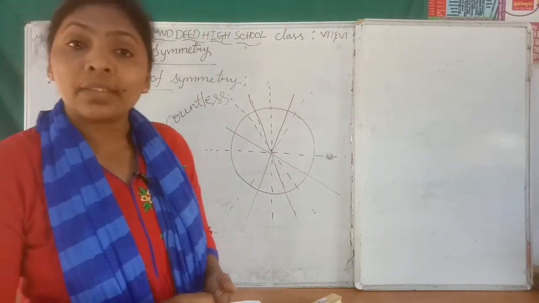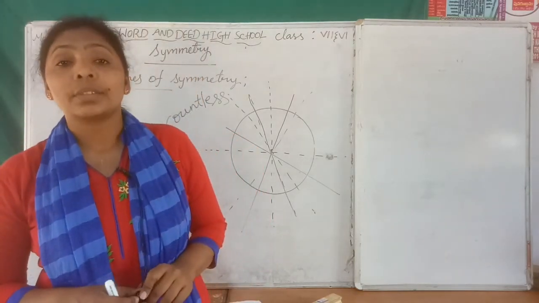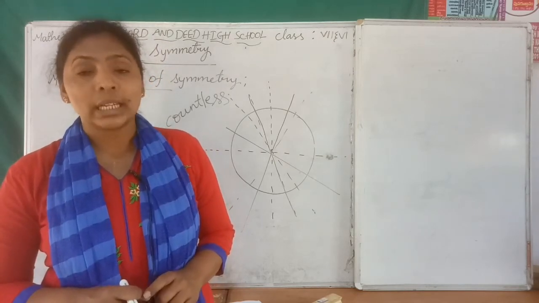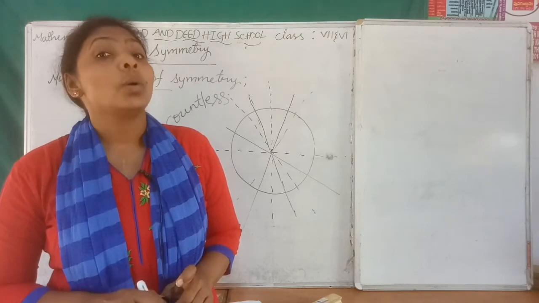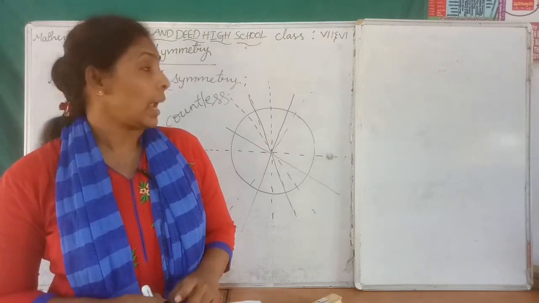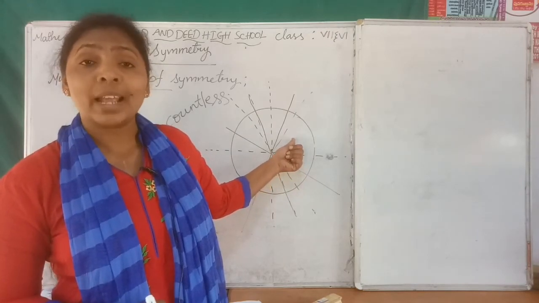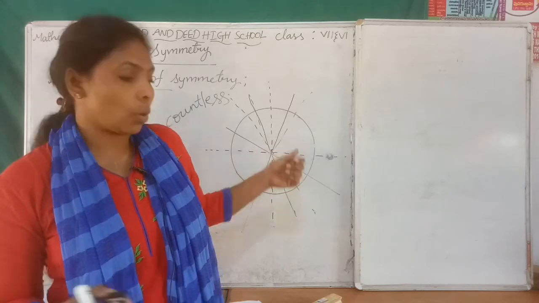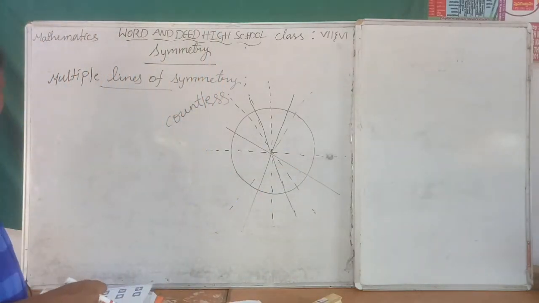So the rectangle we have discussed, children. How many lines of symmetry do we have? Two: horizontal line of symmetry and vertical line of symmetry. The square has a horizontal line of symmetry, a vertical line of symmetry, and also diagonal lines of symmetry. The circle has countless lines of symmetry, children. So what is symmetry? Next, multiple lines of symmetry we have discussed, children.